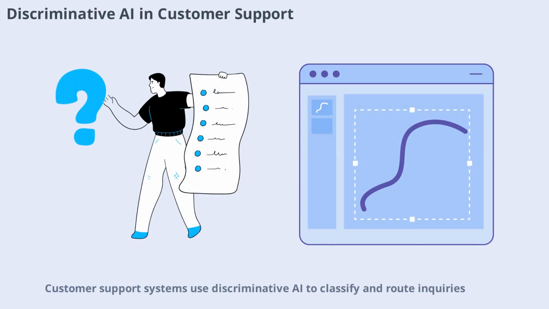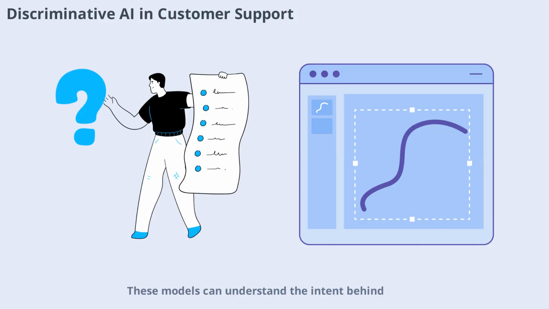Customer support systems use discriminative AI to classify and route inquiries, ensuring that customers get the help they need quickly. These models can understand the intent behind messages and direct them to the appropriate resources, improving efficiency and satisfaction.